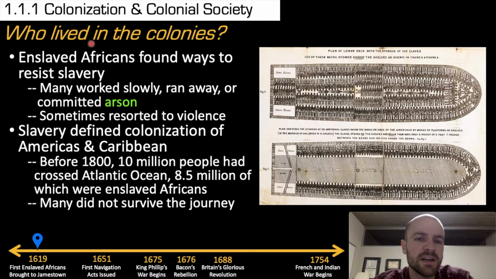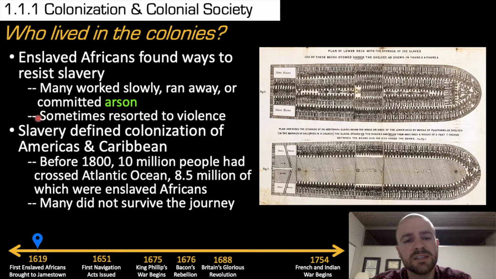So enslaved Africans found ways to resist slavery. Many had worked slowly as a subtle way of resisting. Others had chosen to run away from their enslaver, or others had committed arson, meaning that they would burn down the houses of their enslavers. And a few had resorted to violence to escape their situation.